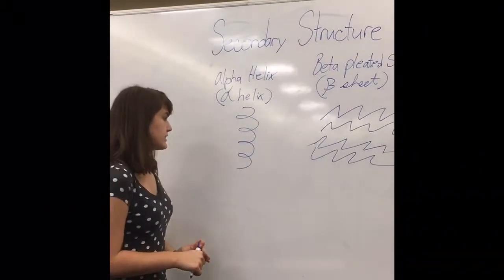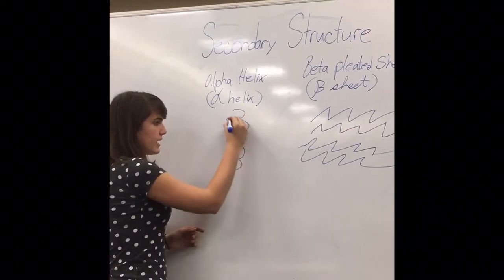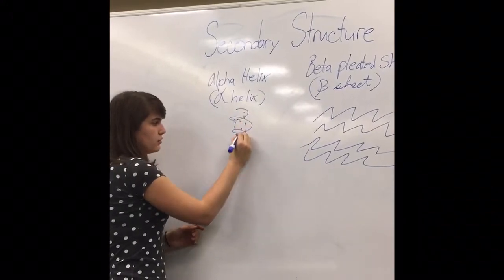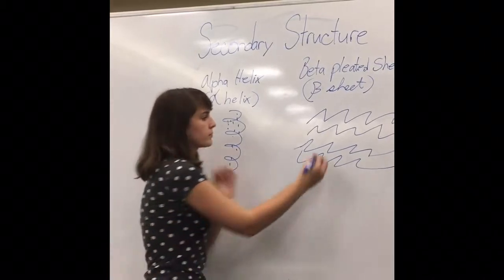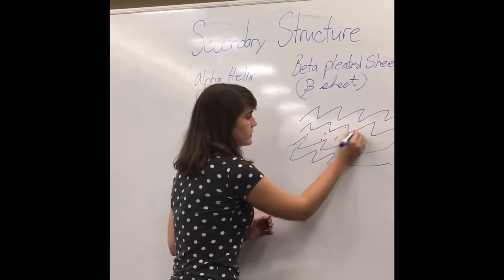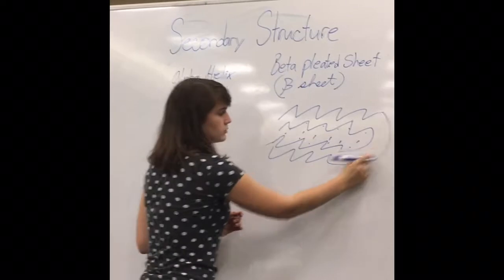So for the alpha helix, the hydrogen bonds are going more up and down. They're kind of connecting this way with each other. And then with the beta pleated sheet, they're connecting like this way with each other.